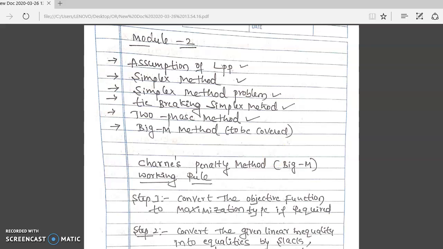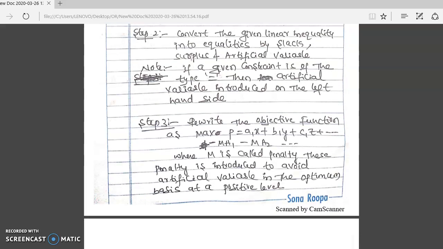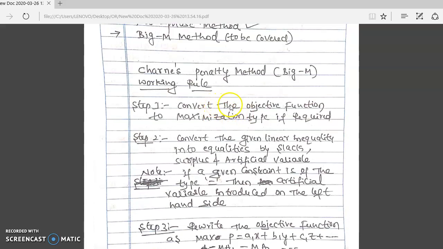As in the first step, similar to the two-phase method, if the problem is of the minimum type, we must convert it into maximum type. Why? Because we always apply the simplex method only to the maximization problem. So we must convert that minimum into maximization. How to convert it? By multiplying the entire equation with -1, as we have already seen in such examples.